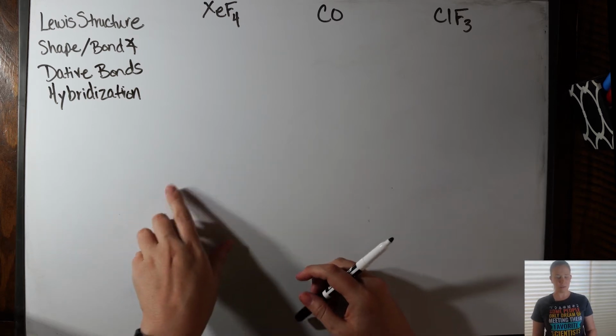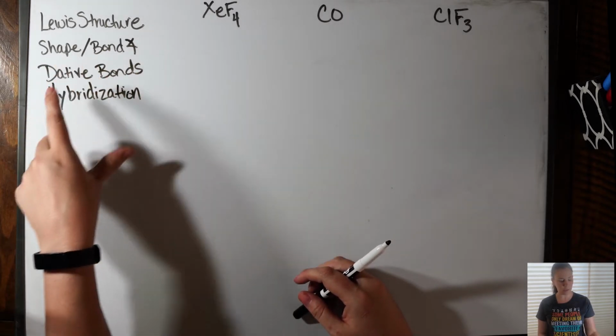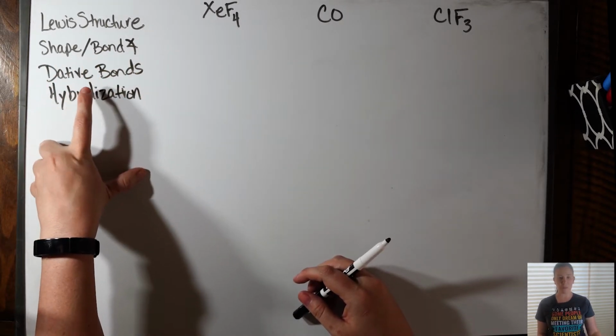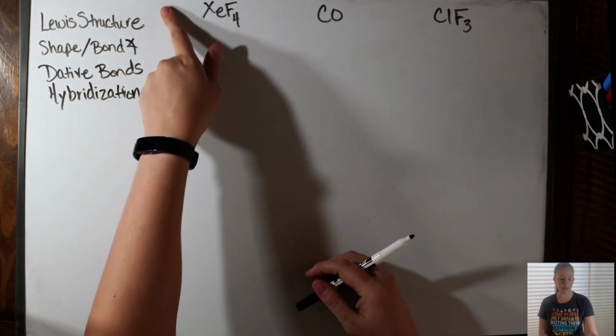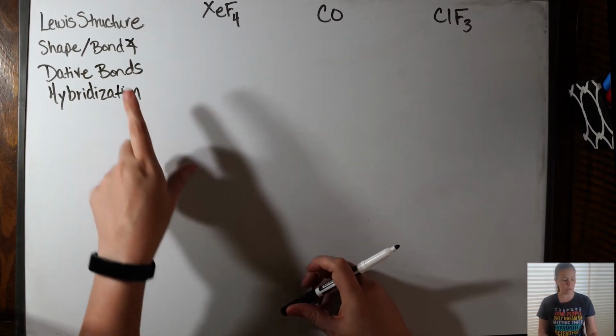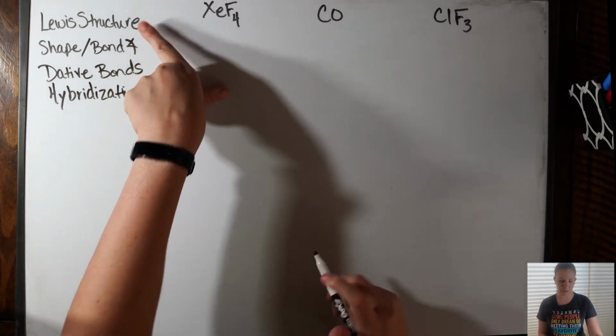Hey guys, today I want to go through how to identify the correct Lewis structure, the shape, the bond angles, whether a substance has dative bonds, and the type of hybridization using 3 different examples so we can get practice doing each of these things. So let's start with the xenon tetrafluoride and determine the best Lewis structure.